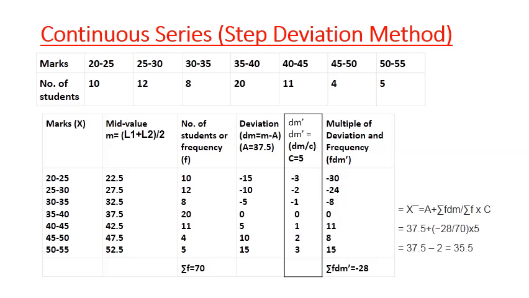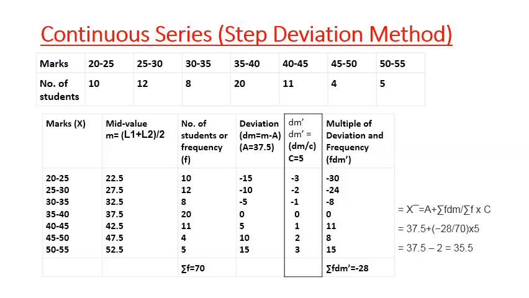Then what we have to do? This DM dash is multiplied by frequency, F into DM dash. 3 into 10, minus 30. Minus 2 into 12, minus 24. Minus 1 into 8, minus 8. 0 into 20, 0. 1 into 11, 11. 2 into 4, 8. 3 into 5 is 15. And the summation of FDM dash is minus 28.